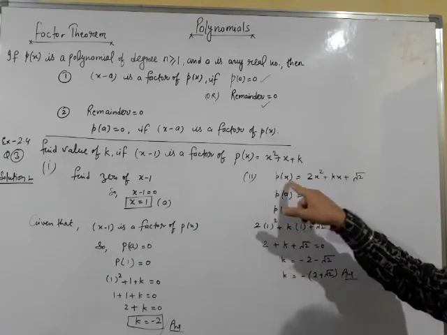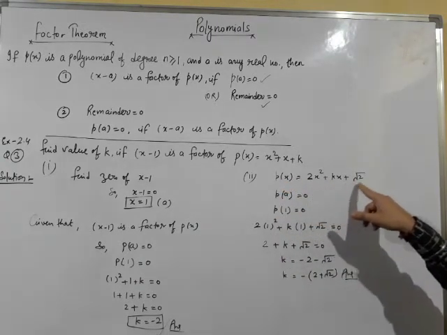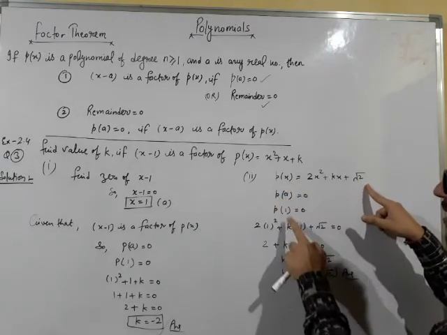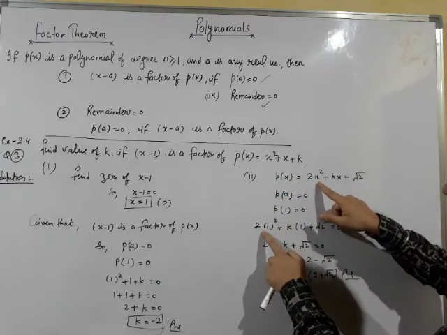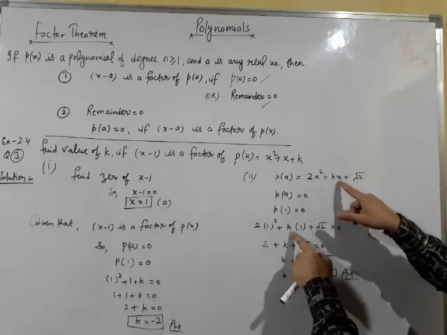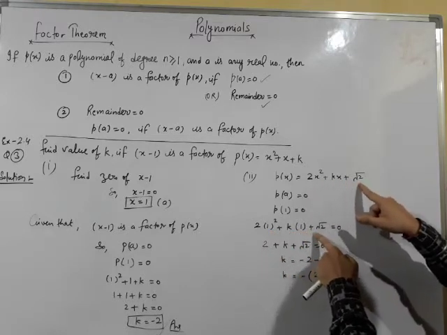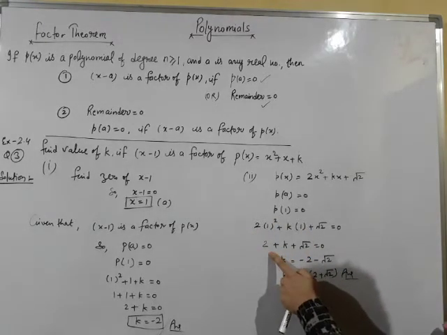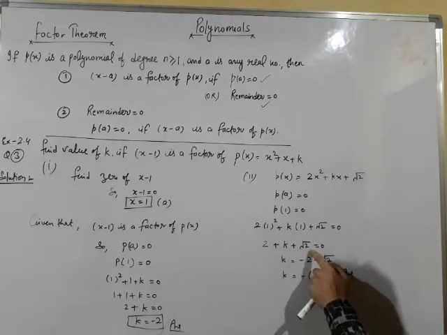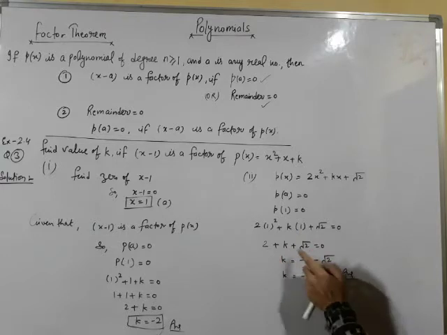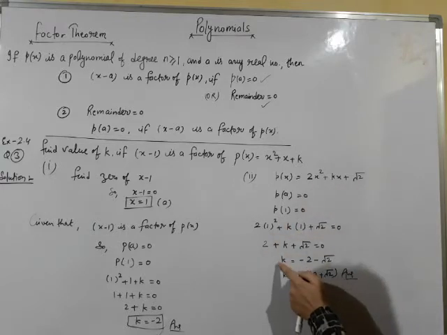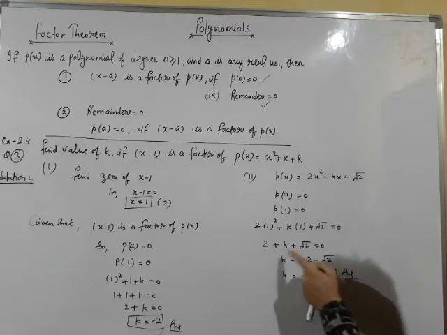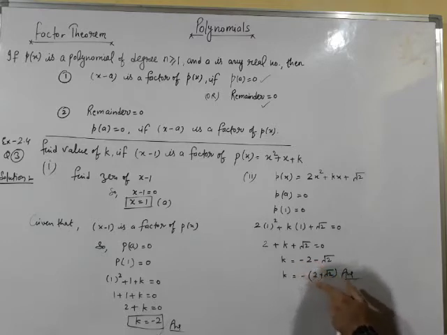p(1): we have p(x) equal to 2x square plus kx plus root 2. We will replace x by 1. So 2 times 1 square plus k into 1 plus root 2 is equal to 0. 1 square is 1 and 2 multiplied by 1 is 2. K into 1 is k, so 2 plus k plus root 2 is equal to 0. The 2 and root 2 will transpose to the right-hand side and k will be equal to minus 2 minus root 2. Taking minus common, minus (2 plus root 2) is our final answer for k.